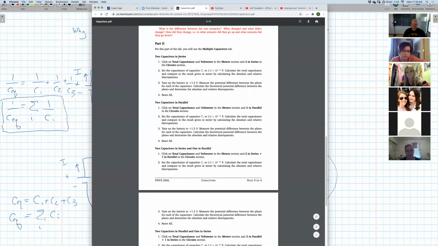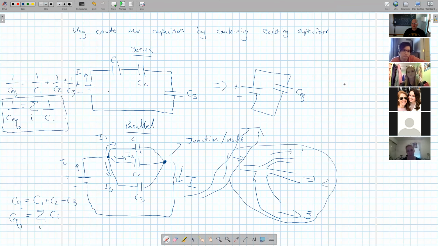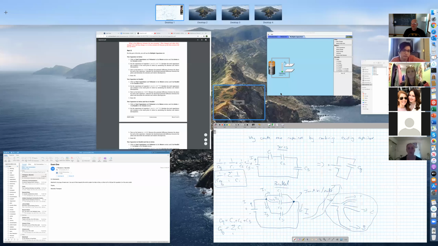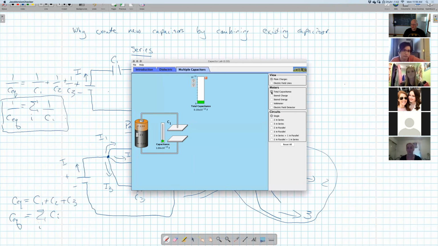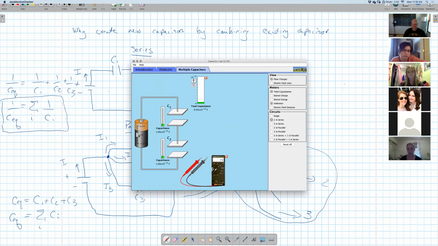The first one is, say, 2 capacitors in series. So here you're going to click on the total capacitance, the voltmeter in meters, and 2 in series. So I would turn on total capacitance, the voltmeter, and I want 2 capacitors in series. Okay. So again, we're going to do the same thing, put this at 1.5 volts. And then what you want to do is measure the amount of capacitance and the amount of voltage across each one of these guys, as well as the amount of charge on each one as well.